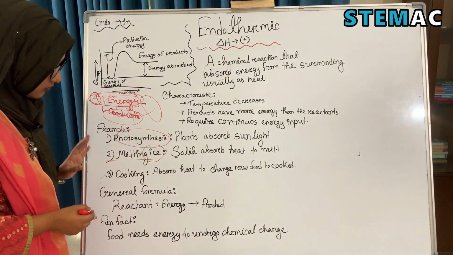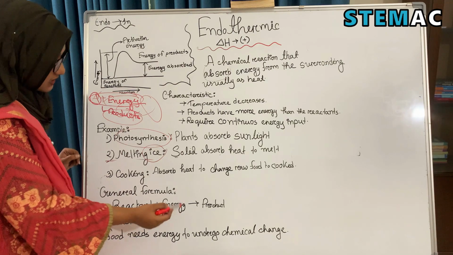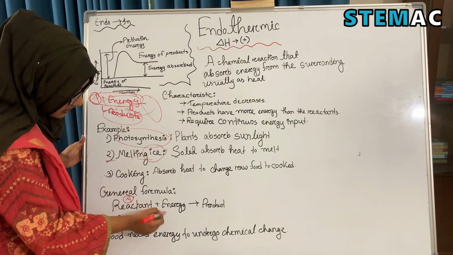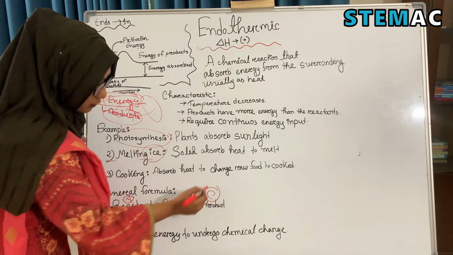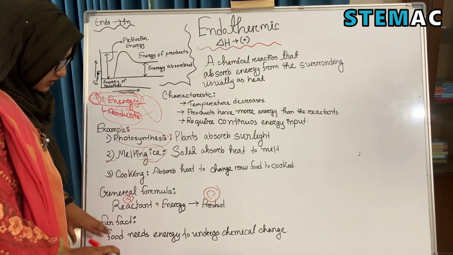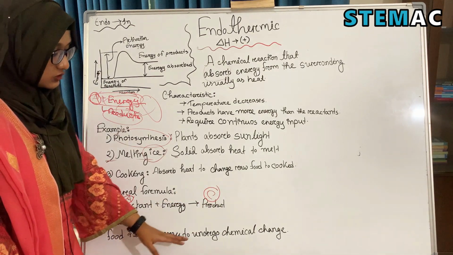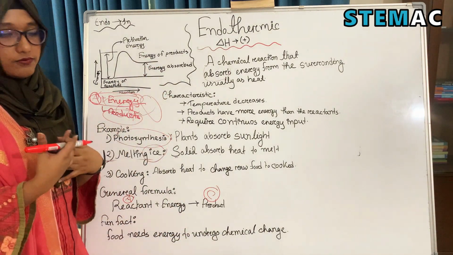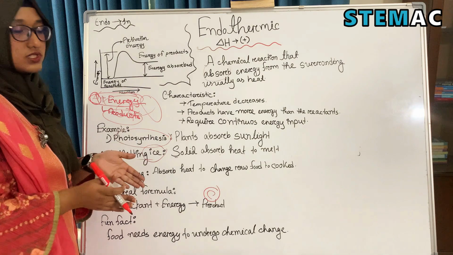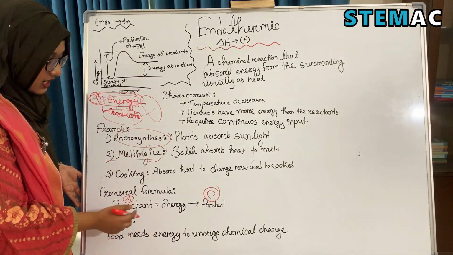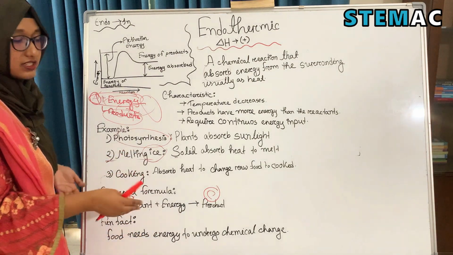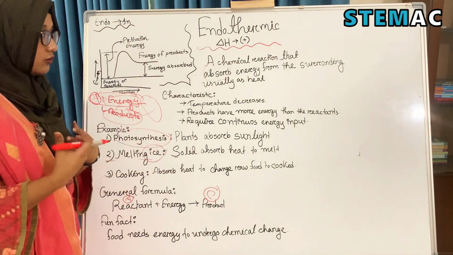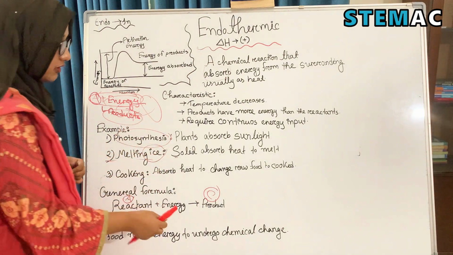So the general formula here is reactant plus energy, just reactant A plus energy, and the product C is produced. A fun fact here is that food needs energy to undergo chemical changes. When we eat food, that food goes through some processes. When the food energy is consumed, chemical changes happen, and at the end we get the product that we consume, and in that case an endothermic reaction happens.